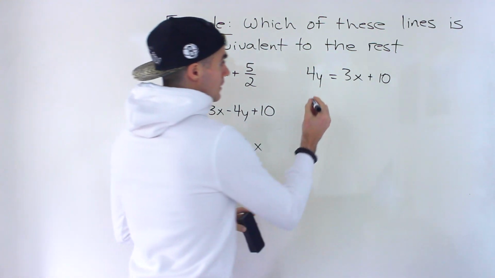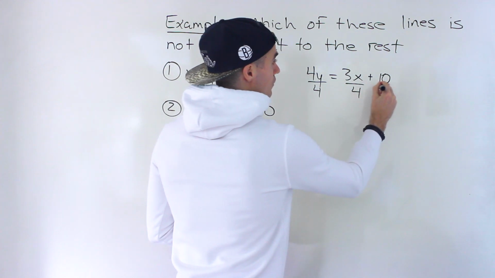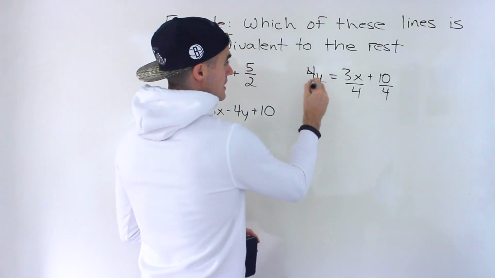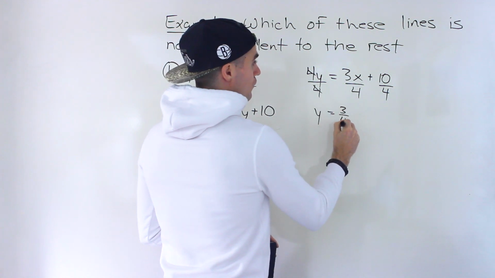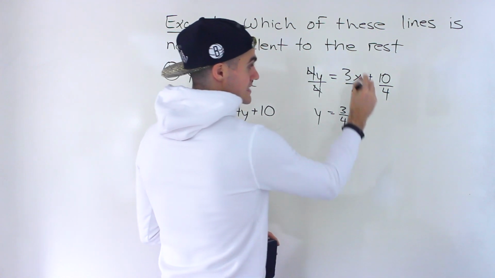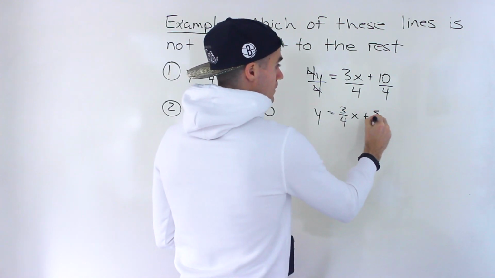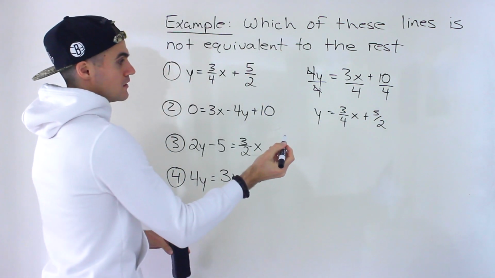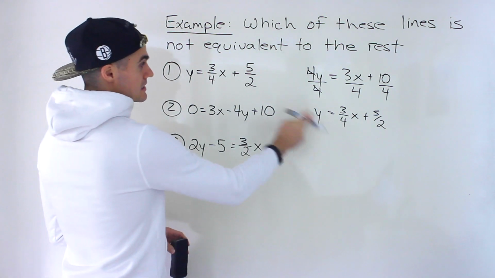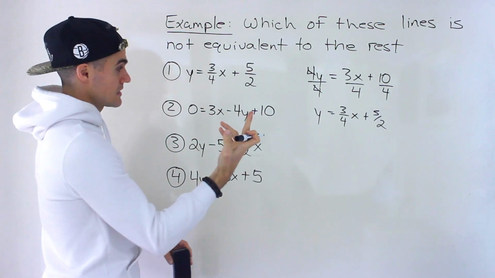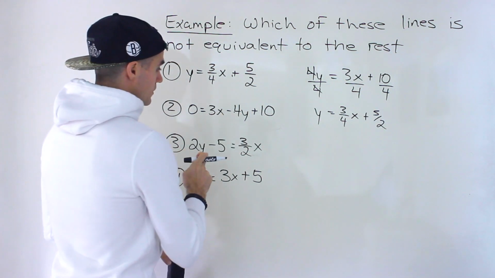From here, we could just divide everything by 4. Notice that these 4's cancel out, so we'll have y equals 3 over 4x plus 10 over 4. Notice 10 over 4 simplifies to 5 over 2. So this line and this line are the exact same thing. And notice that this and this are the exact same thing. So these lines are equivalent. Let's go to the next one.